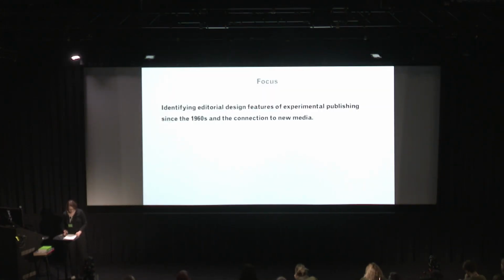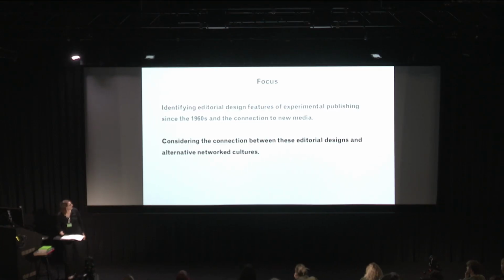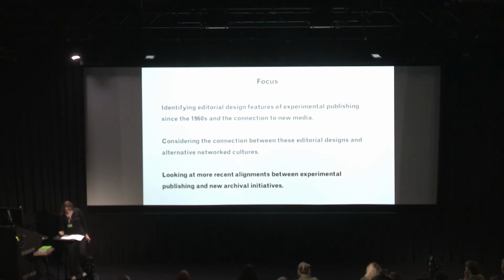So the focus of this talk, or the plan and focus, is to identify some of the underpinning editorial design features of what broadly gets called experimental publishing during this period, and also the links to new media. It will consider the inherent connection between these editorial designs and the alternative network cultures that the publication sought to represent and support. And it will look at how this went on to manifest itself in more recent alignments between experimental publishing and new archival initiatives.